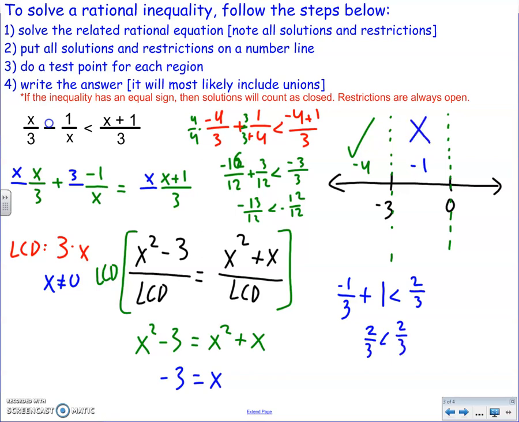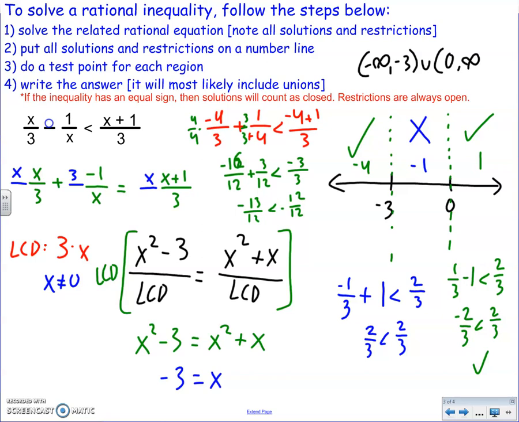Alright, now I'll try something over here. I'll try positive 1. So positive 1/3 minus 1 is supposed to be less than 2 over 3. That's negative 2/3 is less than 2/3. That is true. Alright, write down my answer. So it's to the left of negative 3, so negative infinity all the way to negative 3, open, union, and to the right of 0. So that's 0 to infinity. Anything in those will make the original inequality true.